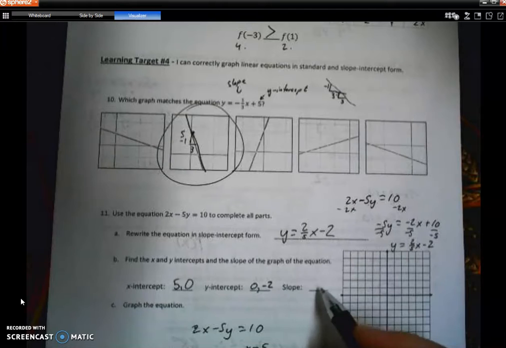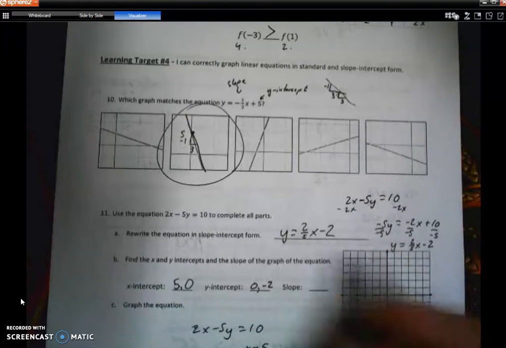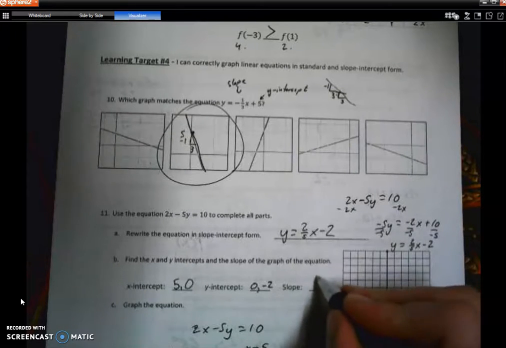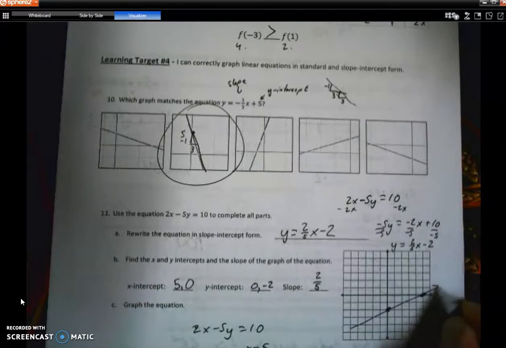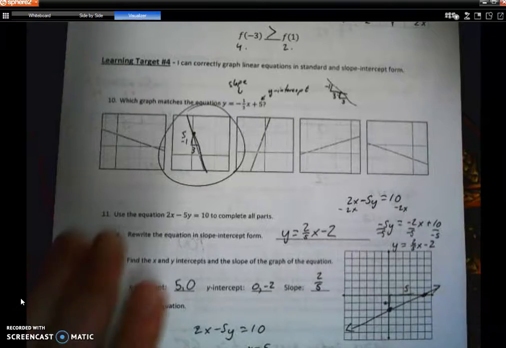And the slope, well, we already solved the equation for slope-intercept form. The slope is right here at 2/5. So if we were to graph this equation, it would cross the x-axis at 1, 2, 3, 4, 5, and cross the y-axis at negative 2. There's your line, and you can see your slope of up 2/5 right there.